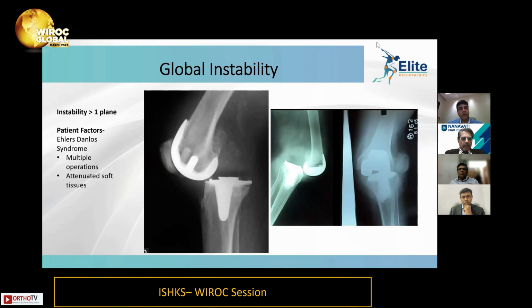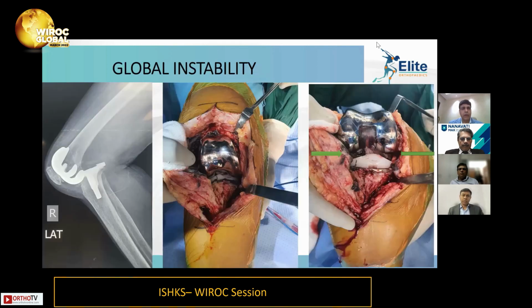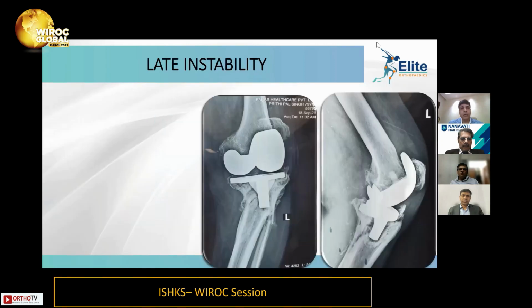Not uncommon in a couple of cases with bad rheumatoids where the tissues were very bad, or multiply operated knees where the soft tissues were incompetent, or using the wrong kind of constraint, or in certain cases like Ehlers-Danlos syndrome. So these are the cases where you have instability in multiple planes and you have a dislocated knee presenting to you. In global instability, you have pictures like this. You may have locked knees and patients living like this for a very long time. As you see in the picture on the right, when you try to flex the knee and put on a distraction, you will find almost 8 to 10 millimeters of gap between the poly and the femur. So these are cases of global instability.